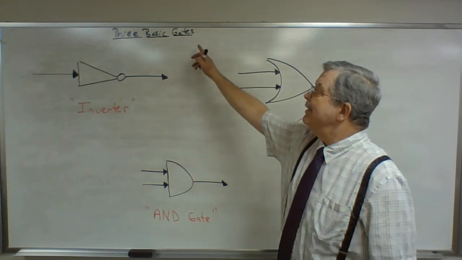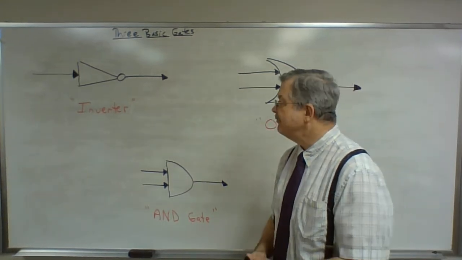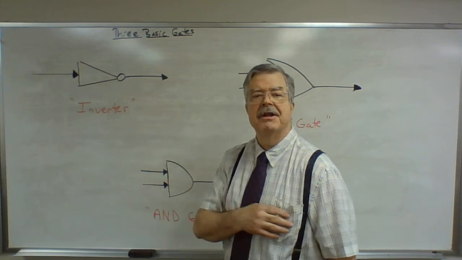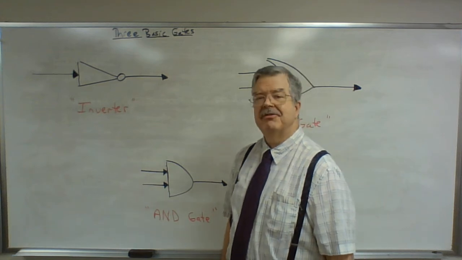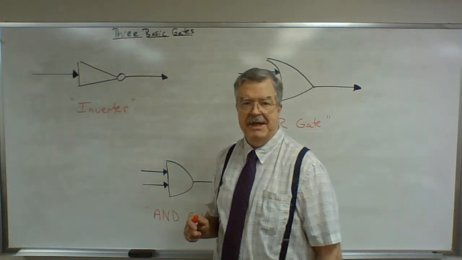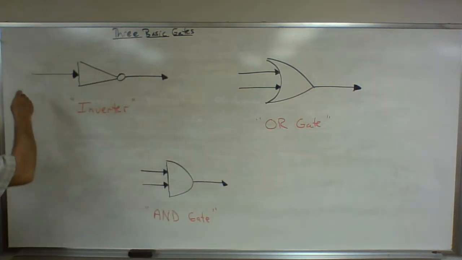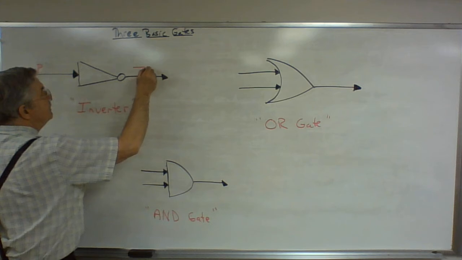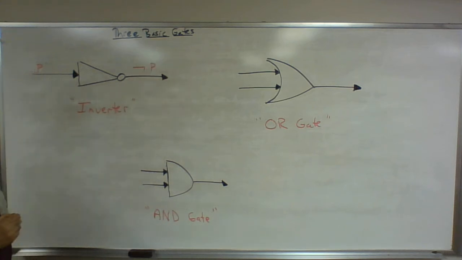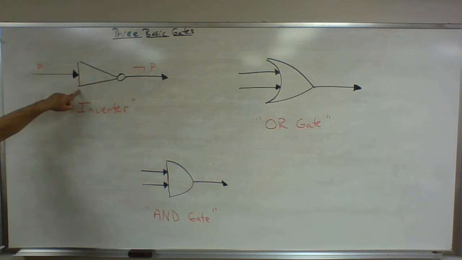Okay, here are the 3 basic gates. This thing is called an inverter. And what it does is it negates the truth value of the input. So, if we have P as our input signal, then the output is going to be not P. And this is the only basic gate that we consider that has just one input.